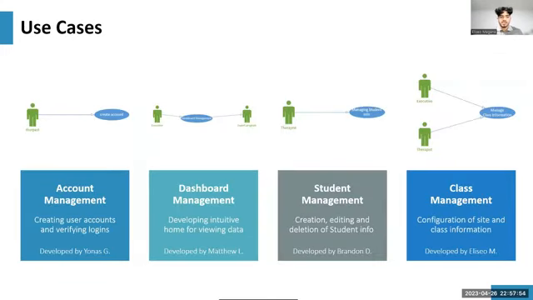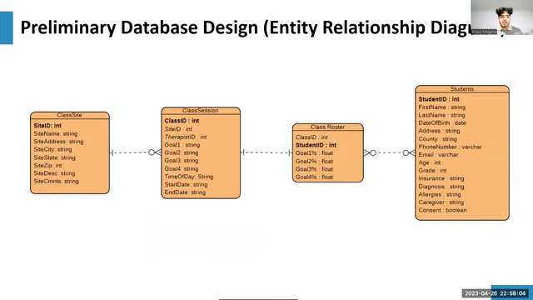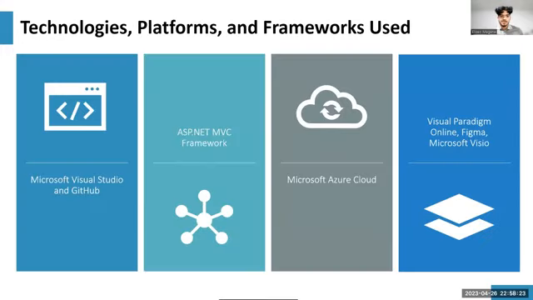These are the main use cases that we came up with: account management, dashboard management, student management, and class management. And this is how they all relate to each other. This was the initial design that we came up with, which has been updated since. It really just means that each student belongs to a roster, a roster belongs to a class, and a class belongs to a site. So that's how they all relate to each other.